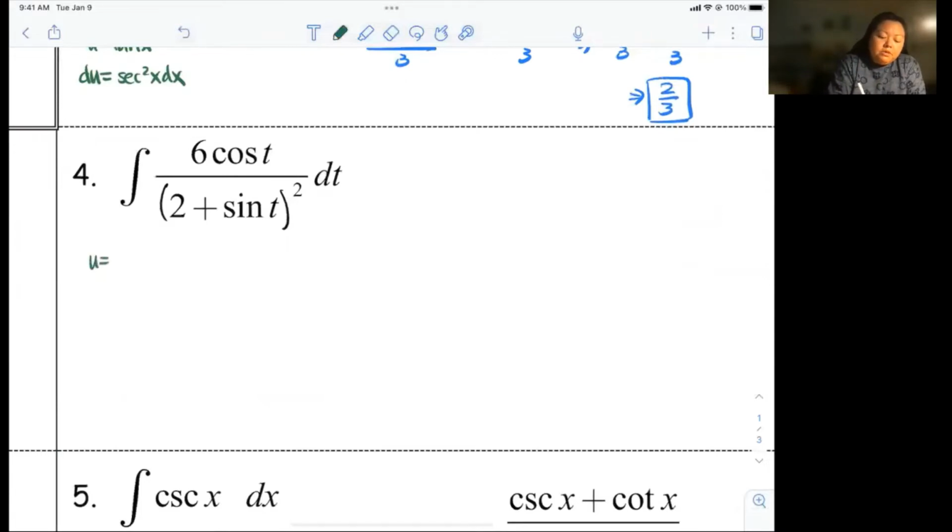So if I set up my u as 2 plus sine t, now take the derivative. du is cosine t dt. Now I don't have a coefficient, so I don't have to move that. So step 3 is moot for me. Now I can go ahead and substitute.